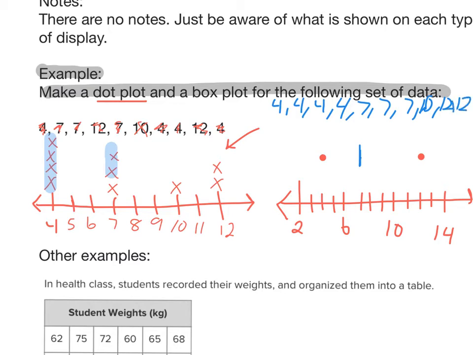Okay, so I've already got my median. There's 10 of them. My median was right here. So this is my lower half of the data. You can see that 4 is in the middle of the lower half. That's my lower quartile. So 4 is my lower quartile.